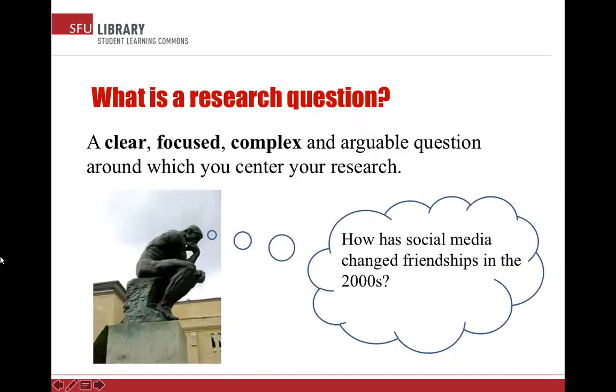What is a research question? It is a clear, focused, complex, and arguable question around which you center your research. You might, for example, start with the question, how has social media changed friendships in the 2000s? The research question or questions define your research problem and help you seek research answers. As I said before, though, these might evolve along with your research and understanding of the topic. Don't be afraid to refine your research question.